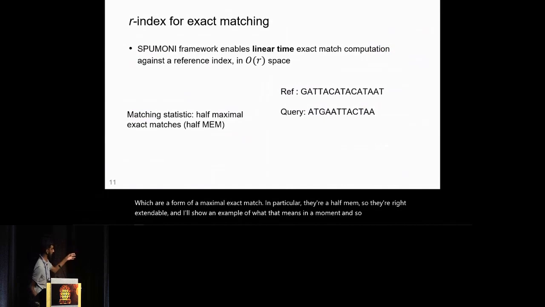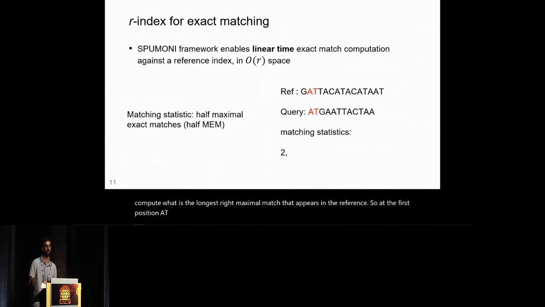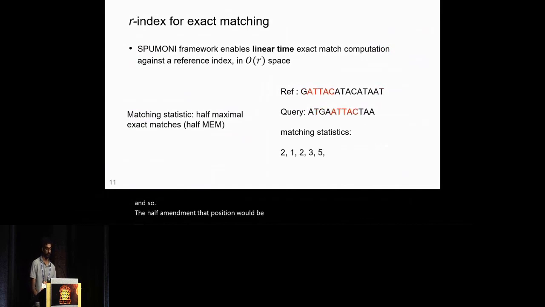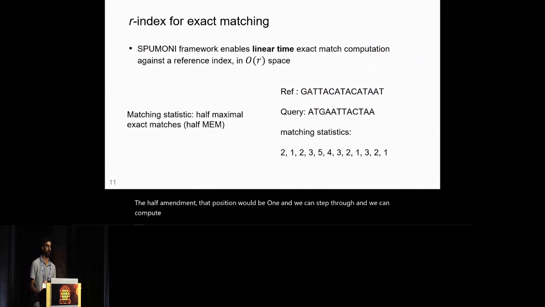We have an example query and a reference sequence here. At every position in the query, we can compute the longest right-maximal match that appears in the reference. So at the first position, AT appears in the reference, but ATG doesn't. So we can extend that match by 1, and the longest match would be of length 2. Likewise, TG doesn't appear in this reference, and so the half-MEM at that position would be 1. We can step through and compute this, and the Sigmoni framework can use the R-index to compute this very efficiently, in linear time with respect to the query, which is very useful.